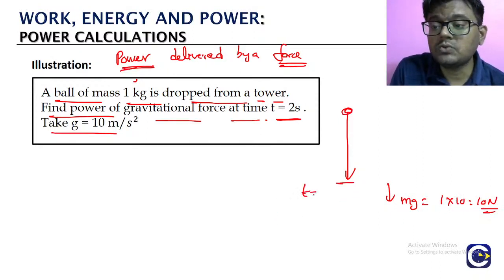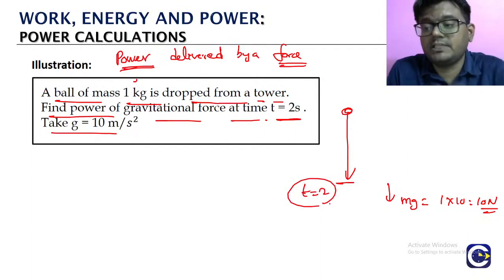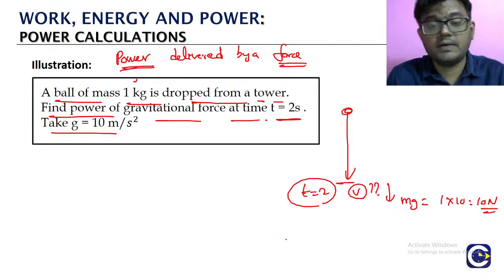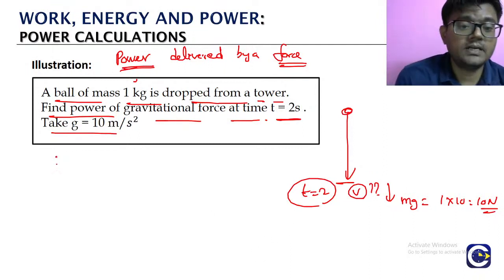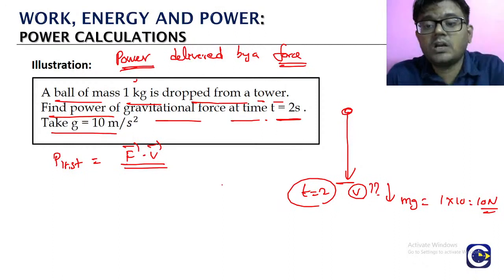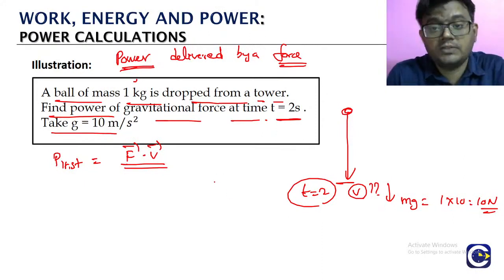At t is equal to 2, if we know the velocity, then we can tell the power. Because this is the case of instantaneous power. What is the instantaneous power formula? The gravitational force taking a dot product with the velocity.